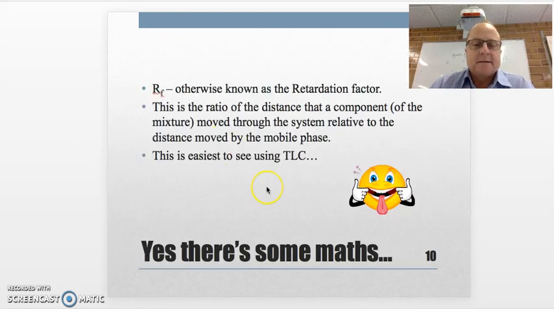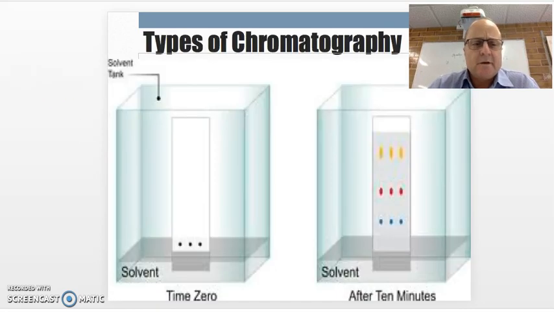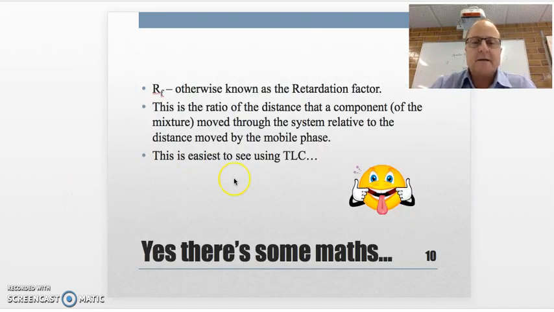However, there is a technique within chromatography that allows us to identify what these things are. This concept is known as the retardation factor, or RF value. The RF value is the ratio of the distance that a component of the mixture moved through the system relative to the distance moved by the mobile phase. Now that might not make a lot of sense to you because it's a little bit wordy and not really illustrating particularly well what RF actually is. The best way to illustrate RF is to show you a diagram.